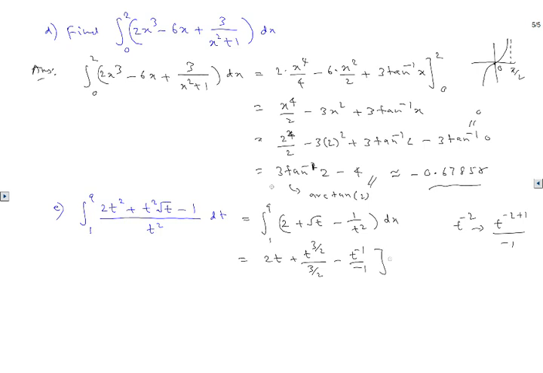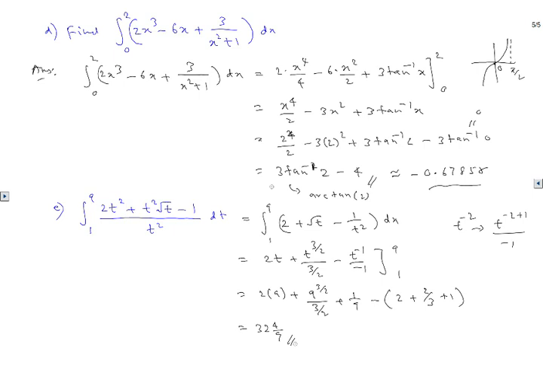Now you're going to evaluate this at 9 and 1. So plug in 9 first. You get 2 times 9 plus 9 to the 3/2 over 3/2 minus 1 over 9, and then minus, now you subtract, the value at 1. If you simplify this, you end up getting 32 4 over 9. That's the exact value.